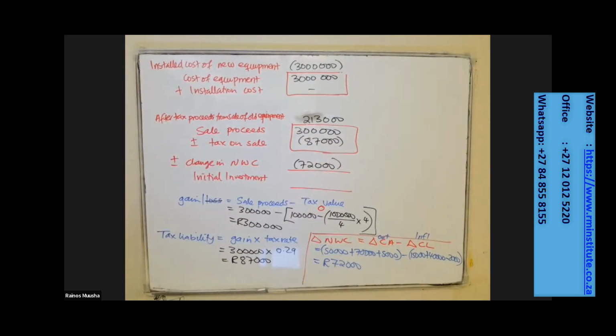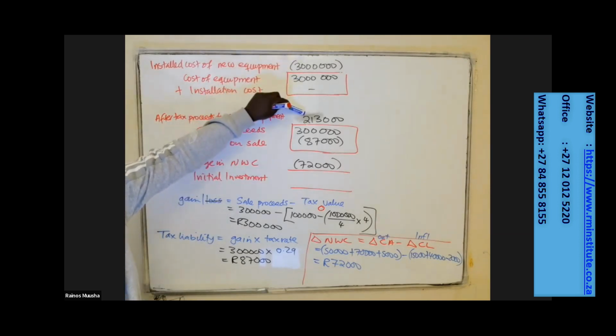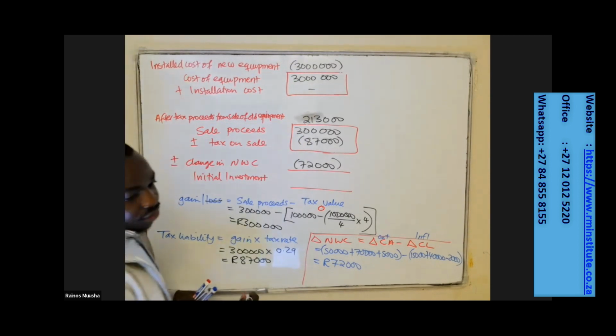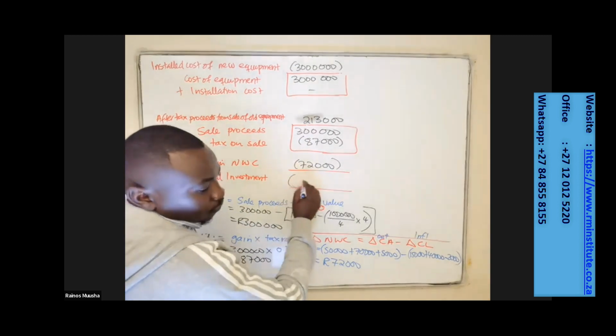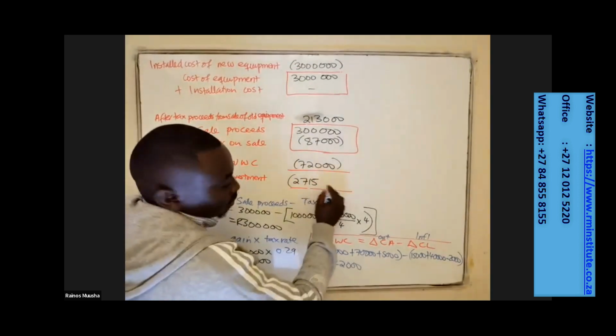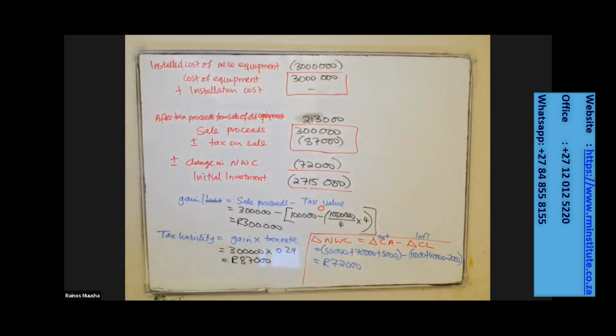So which means an outflow of 3 million, an inflow of 213,000, plus an outflow of 72,000 would give you a net initial investment, which is equal to an outflow of 2,715,000. So it will give you a net cash outflow, which is equal to 2,715,000.